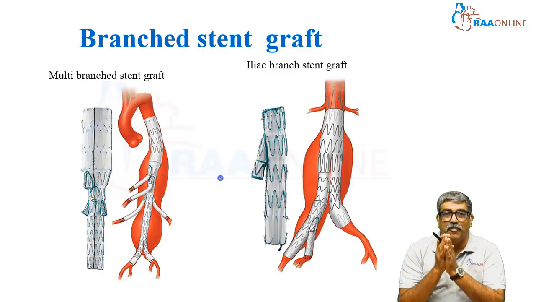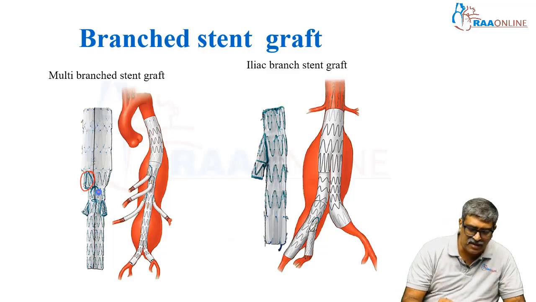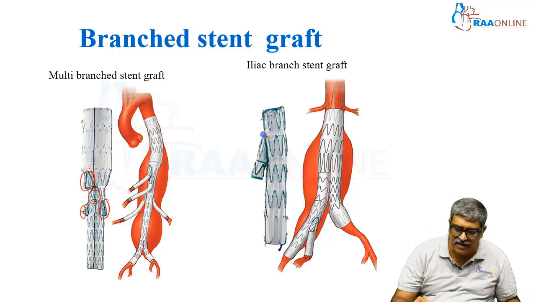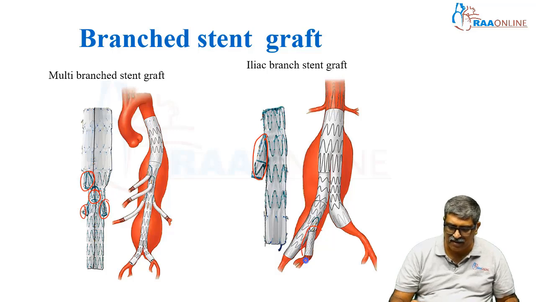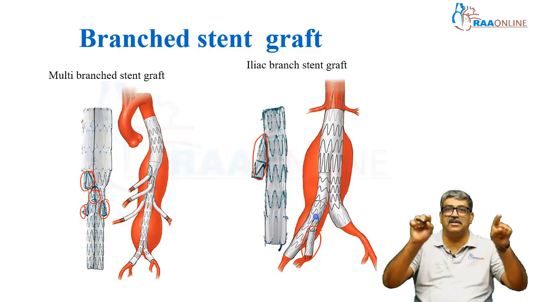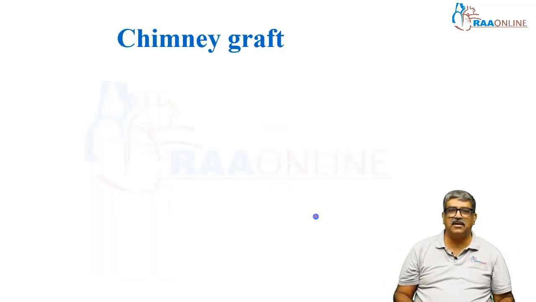Next is the branch stent graft. Here you can see the branches to take care of the branch which comes off the aorta. This is the iliac branch stent grafting. Here you can see the iliac branch stent grafting. So you have a fenestrated graft as well as a branch stent graft.